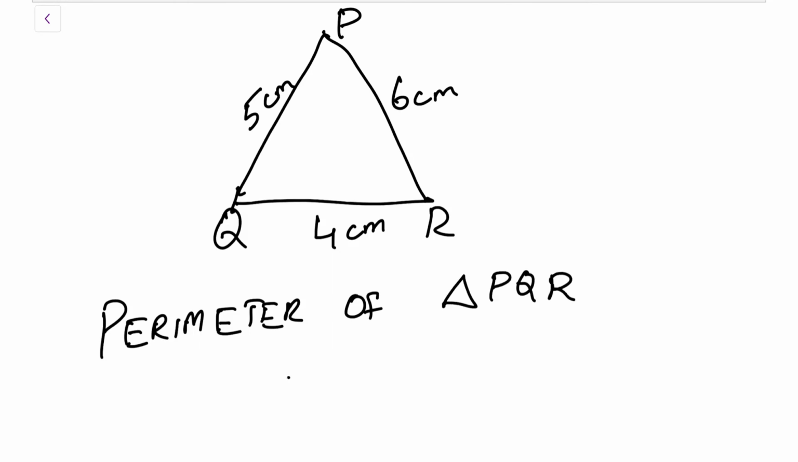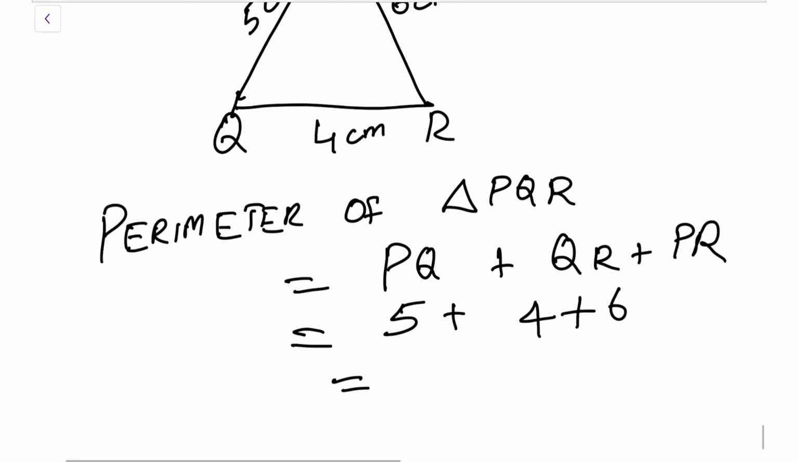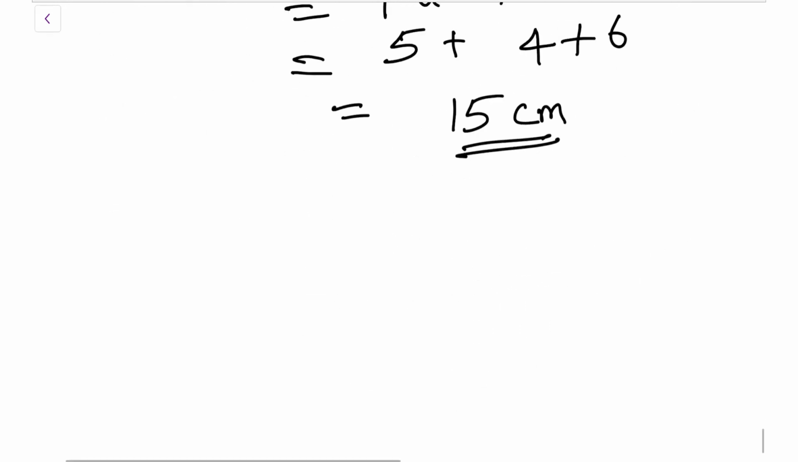That's right. You just have to add all the sides, PQ plus QR plus PR, because the perimeter is nothing but the length of the entire outer boundary of the triangle. So the outer boundary is PQ plus QR plus PR. So just add it up. 5 plus 4 plus 6. If you do the addition, you will get 15, and it's always centimeter. Don't forget to write the units, 15 centimeters. This is how you can find the perimeter of a triangle.